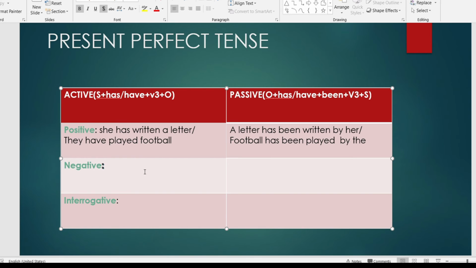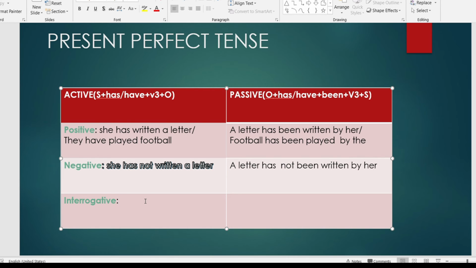Okay, now the negative sense. She has written a letter will become she has not written a letter, for sure, because we have understood so far that not is placed at the third position. She has not written a letter. And the passive will be: a letter has not been written by her.